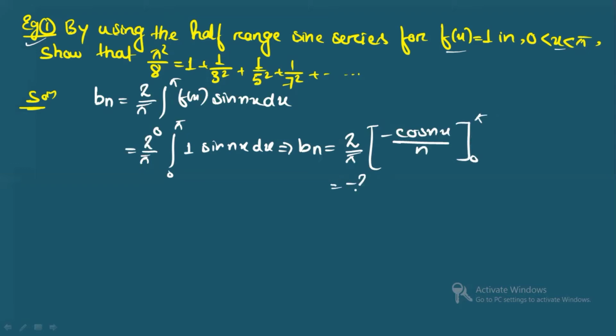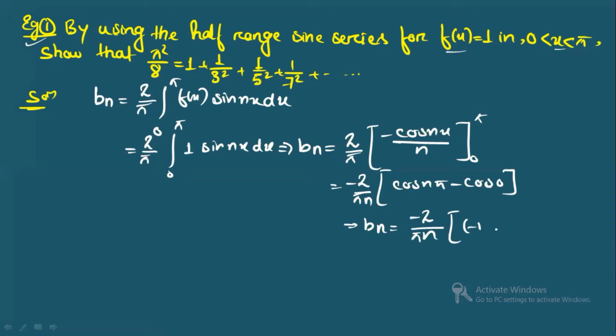So it is minus 2 by pi, taking it common and taking n also outside. It will give you what? Cos n pi minus cos 0. So cos 0 is what? 1, right? So bn is equal to minus 2 by pi n, cos n pi means minus 1 to the power n, minus 1, because cos 0 is 1.